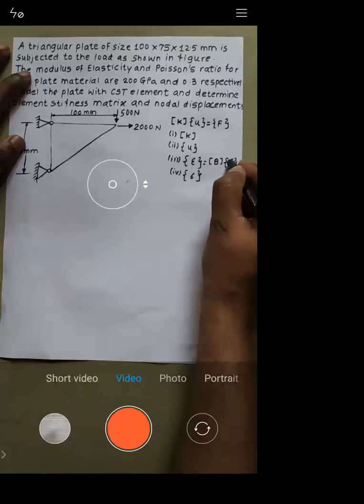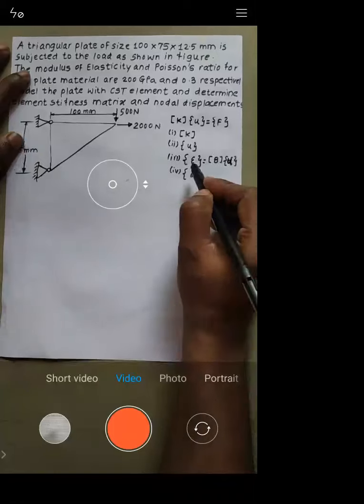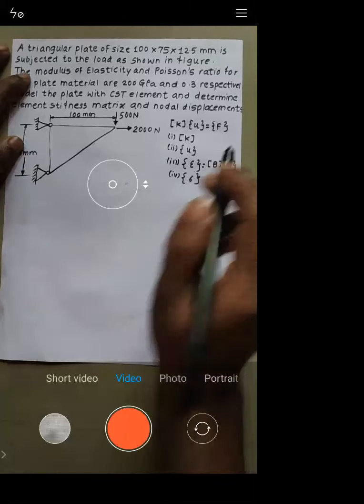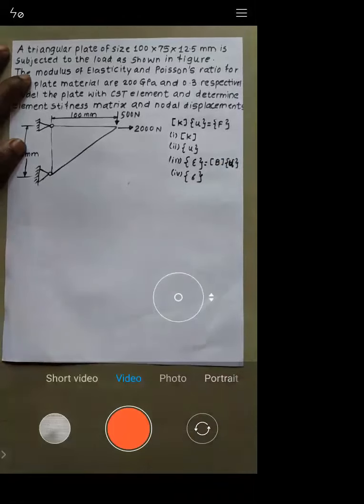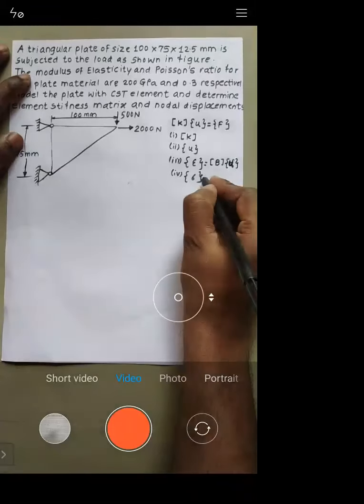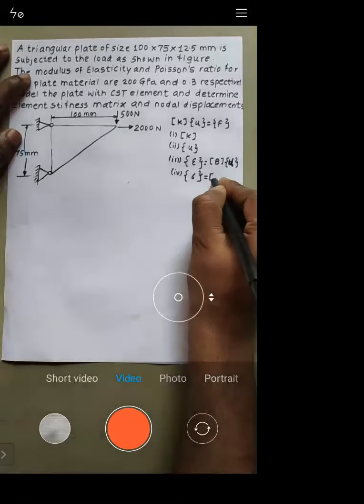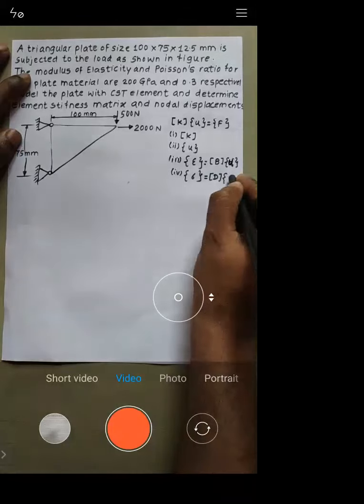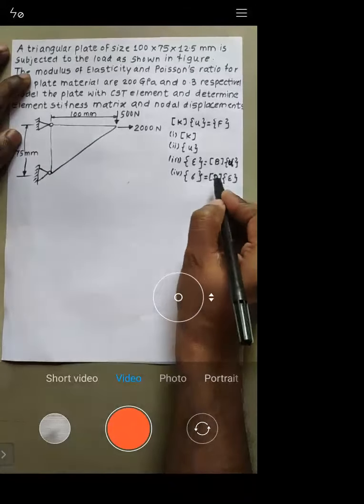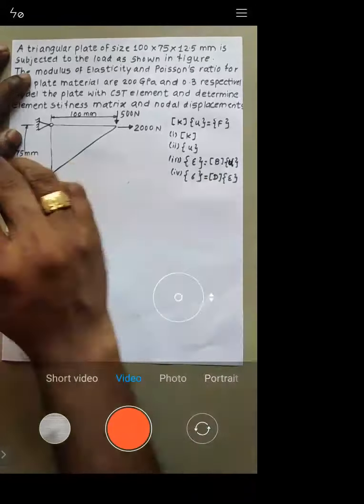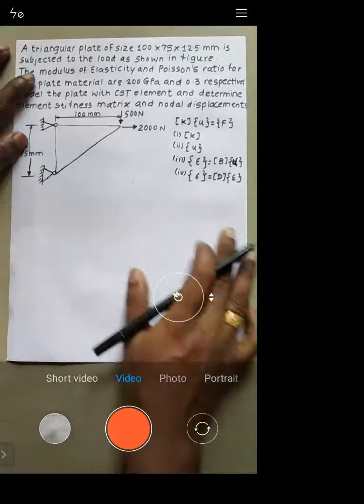Displacement I will write down as U, because U we call displacement. So strain is given by B into U. This is how we will get strain. Now how to calculate stress? Stress is equal to D into strain. Strain is already calculated, so in this way we need to work it out.